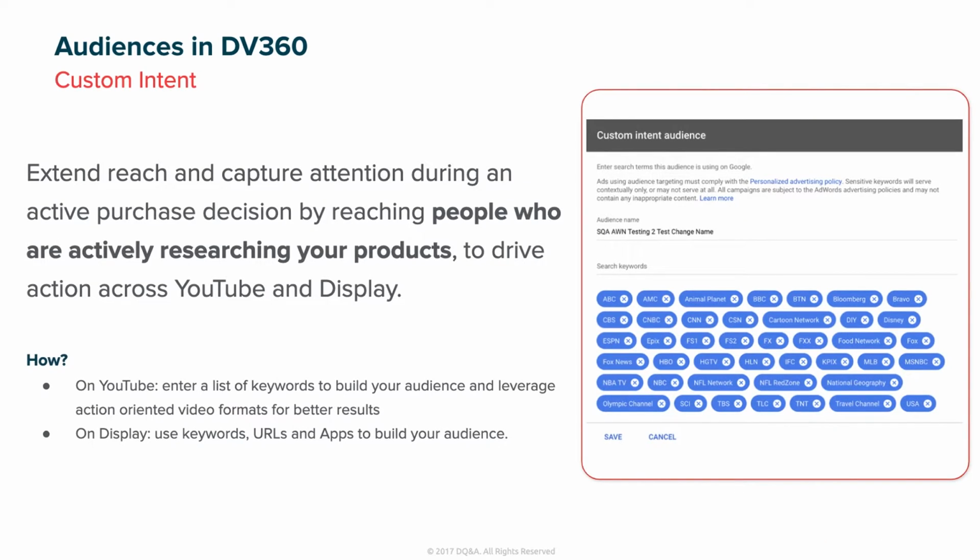You can dive a little deeper with custom intent, and this enables you to reconnect on YouTube or display with these people who search your products. And it's a great way to expand your reach beyond search and capture the attention during an active purchase decision. So on YouTube, you can create a custom intent audience by entering a list of keywords, usually the best performing keywords from your search campaigns. And then on display, you can use some of your top keywords, and you can also use URLs and apps to build your audience.